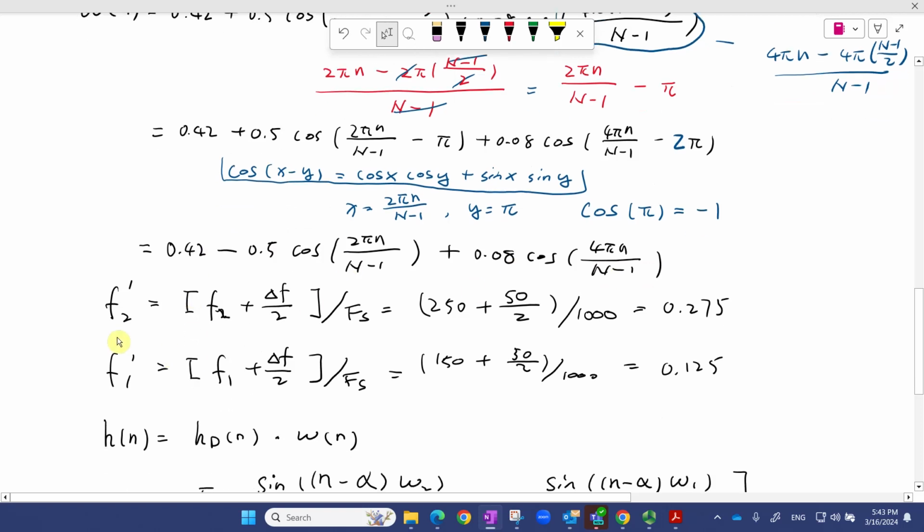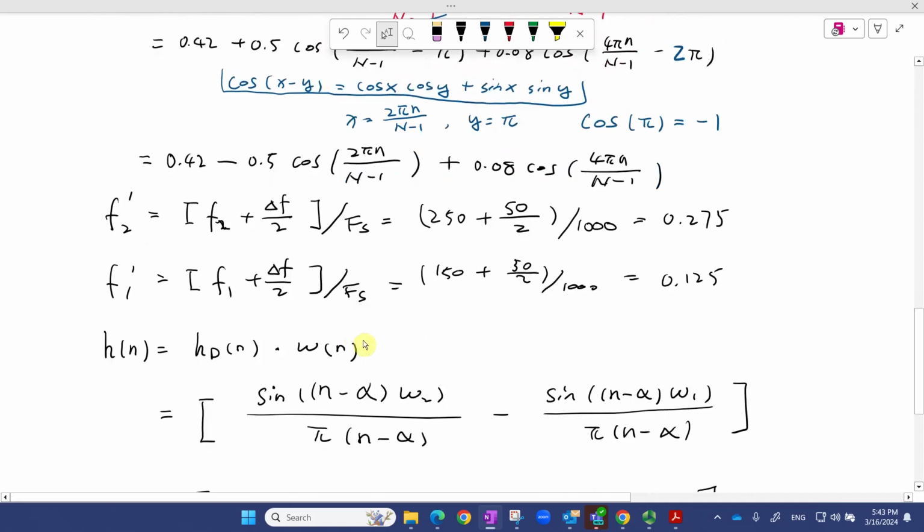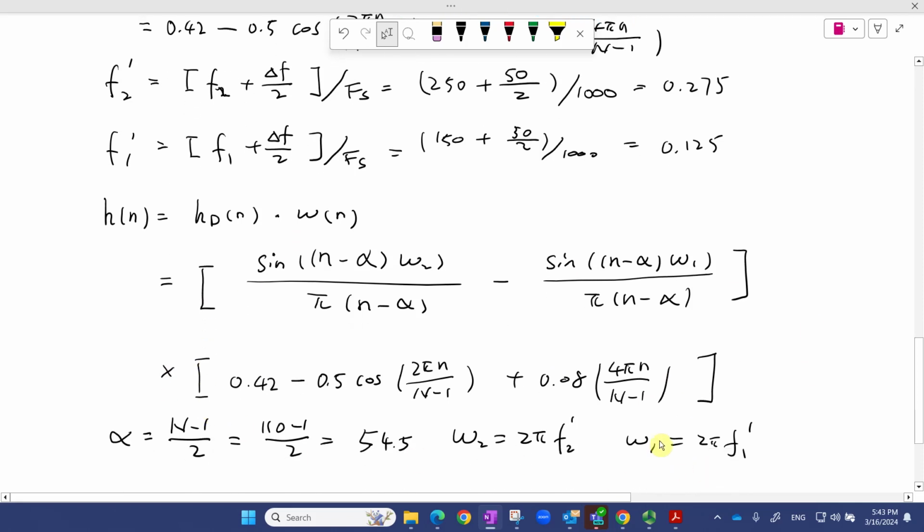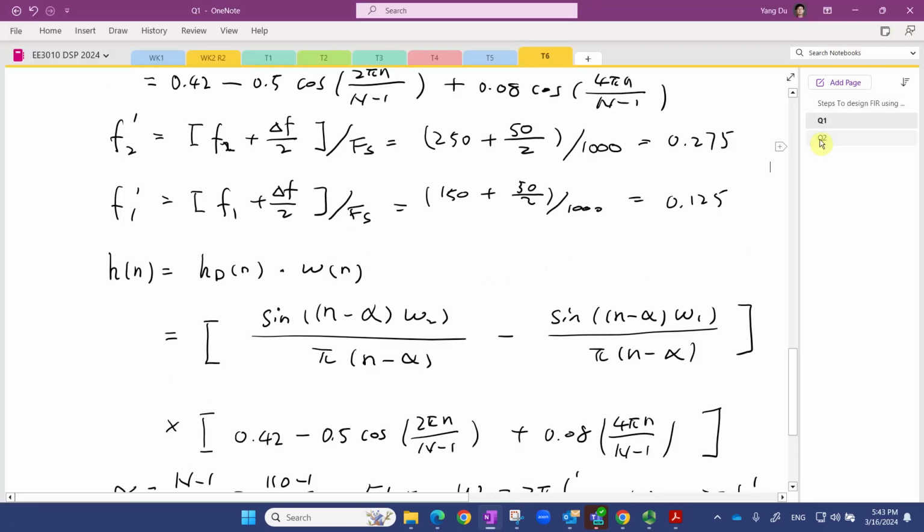All right, so the last step is to compensate the smearing effects. The frequency becomes the original frequency plus a half of the transition width, and you normalize it by the sampling frequency. All right, so that's the HD, and that's the WN we got, and you plug everything we got here into it. Okay, so that's question 1.